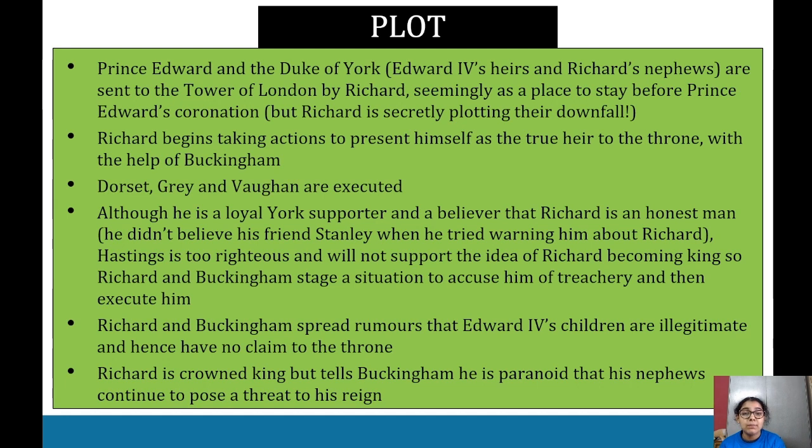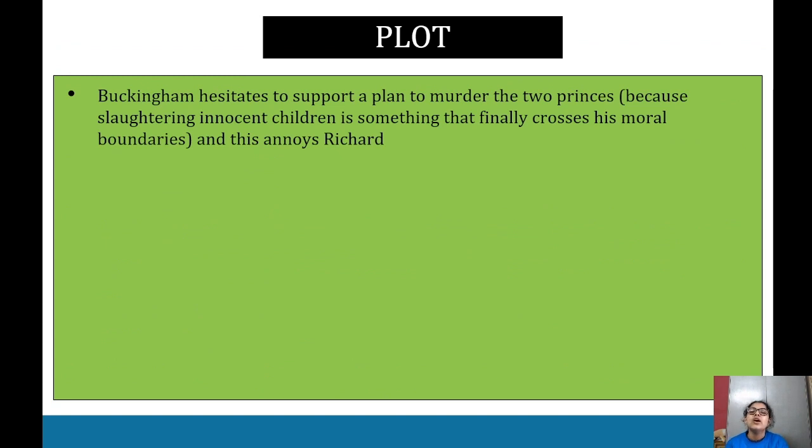Richard is crowned king, but he tells Buckingham he's paranoid that the nephews continue to pose a threat to his reign. So he says, do it. And by do it, he means kill them. So Buckingham now hesitates to support the plan. He is a morally grey character. He has done a lot of killing, but he does not want to kill the two.